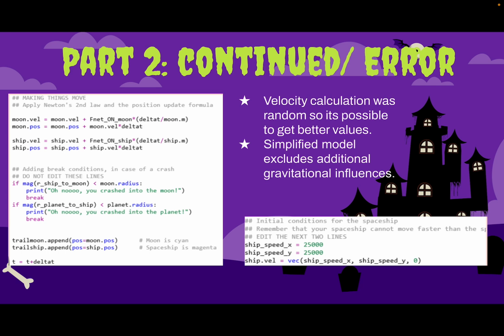So some error could have been through the velocity calculation because it was kind of random. I did trial and error, so it's definitely possible to get better values for the initial velocity. And also within this, I didn't really account for other gravitational influences, so there could have definitely been something else within space that could have interacted with the ship.